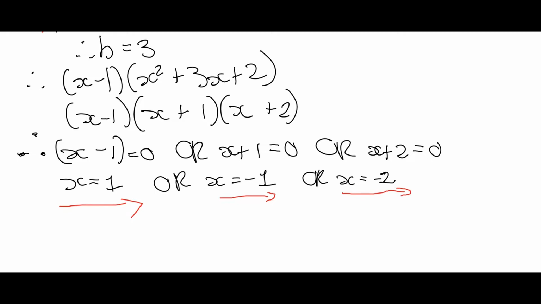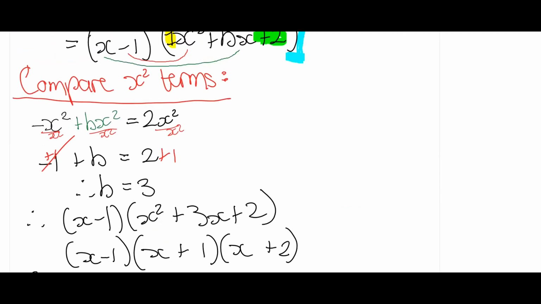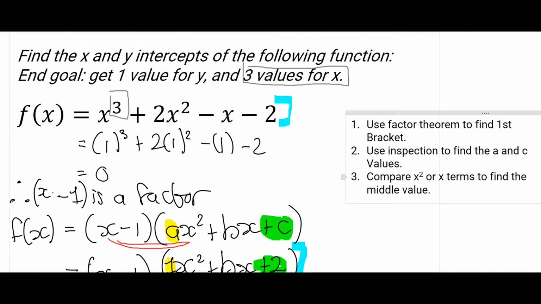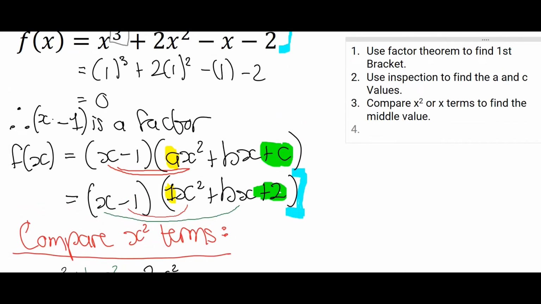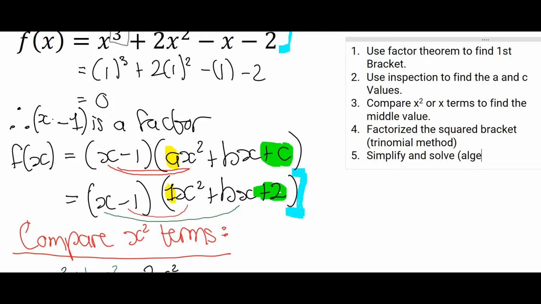To find the value for y, y is just the y-intercept. So let's go back up over here to our steps. We've used the factor theorem to find the first bracket, used inspection to find the a and c values, that's in yellow and green. We've compared the x squared terms that we did in the red pen over here. And then we factorized the squared bracket, and that we use the trinomial method. And then finally simplify and solve using algebra to find x, the 3 values for x.